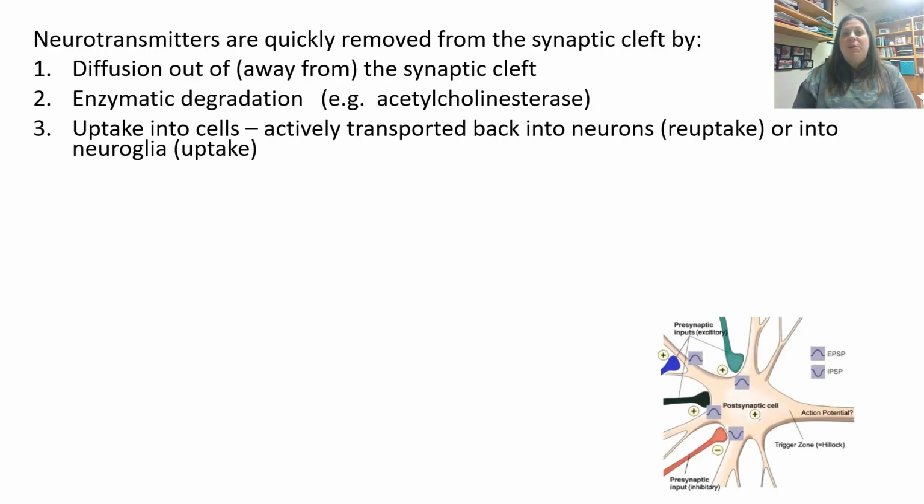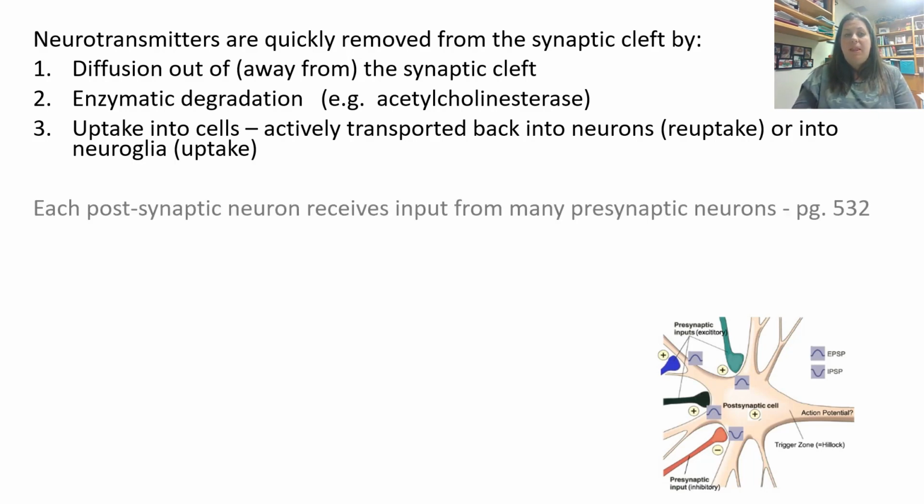So neurotransmitters are quickly removed from the synaptic cleft, and this is going to happen a number of ways. First, it's going to be the diffusion out or away from the synaptic cleft, because remember, molecules like to move from high to low. Another thing that can happen is that enzymes can come in and degrade them, can actually break them apart and remove them. Or there could be an uptake into surrounding cells. This could be neuroglial cells, or it could be a reuptake by the neuron who sent out the neurotransmitter itself.